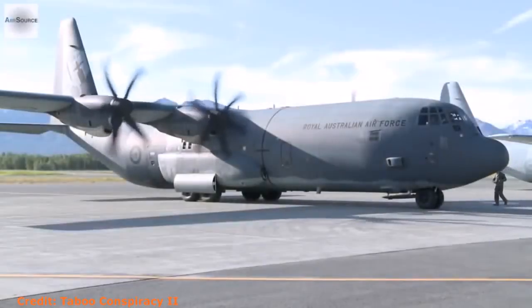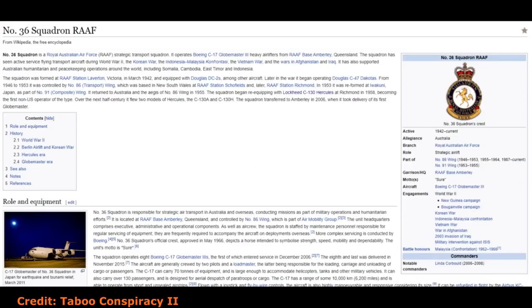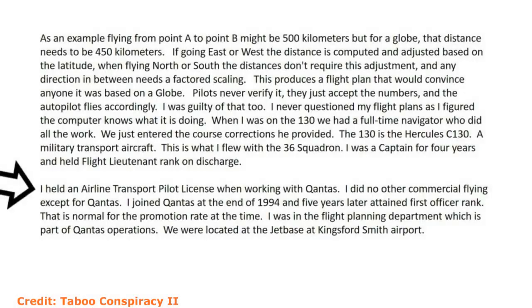The 130 is the Hercules C-130, a military transport aircraft. This is what I flew with the 36th Squadron. I was captain for 4 years and held flight lieutenant rank on discharge. I held an airline transport pilot license when working with Qantas. I did no other commercial flying except for Qantas. I joined Qantas at the end of 1994 and 5 years later attained first officer rank. That is normal for the promotion rate at the time. I was in the flight planning department, which is part of Qantas operations. We were located at the jet base at Kingsford Smith Airport.